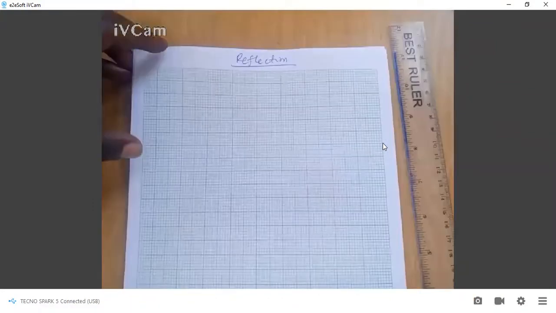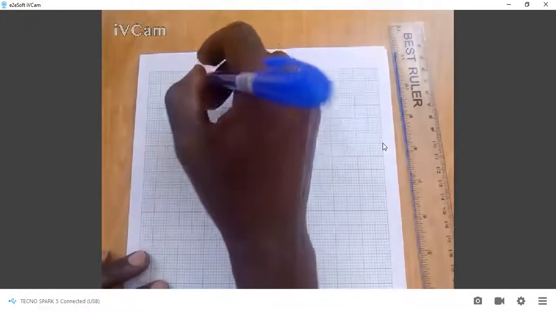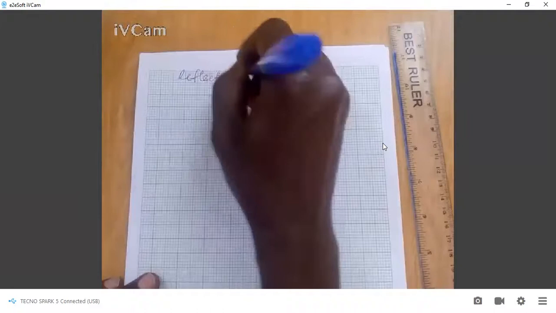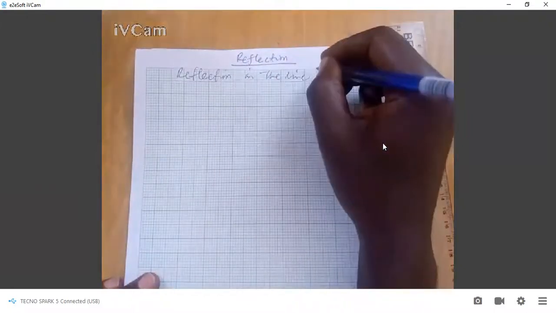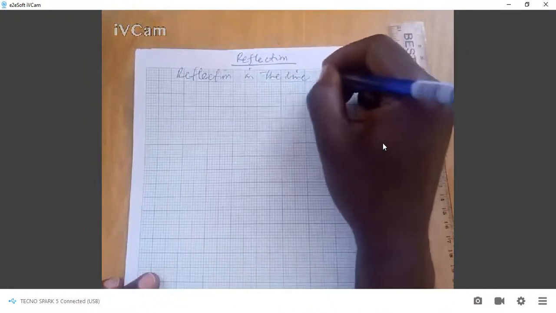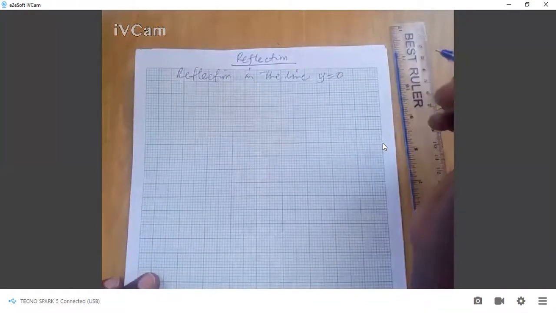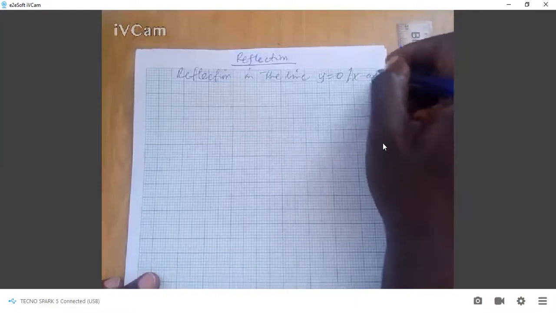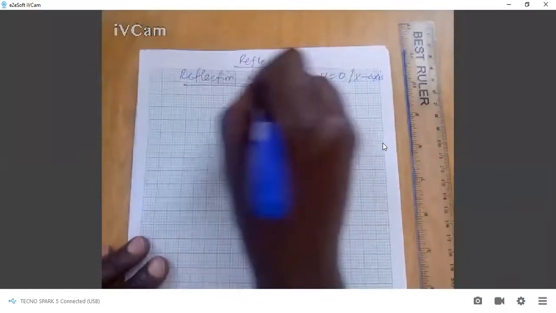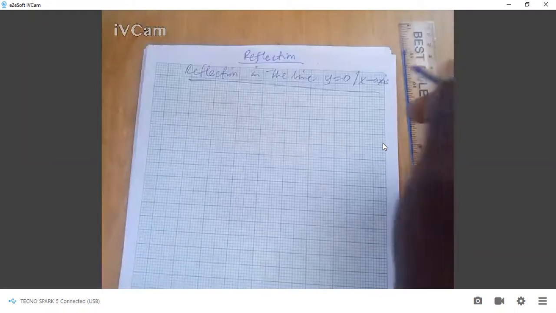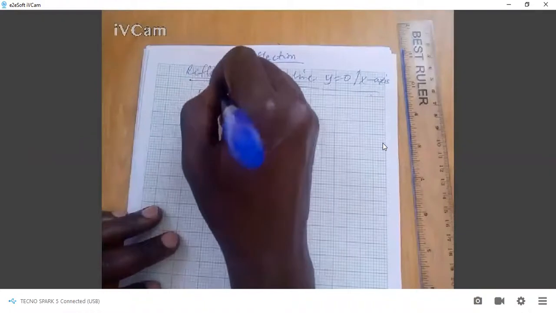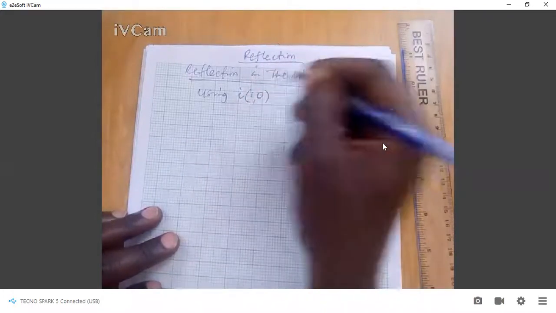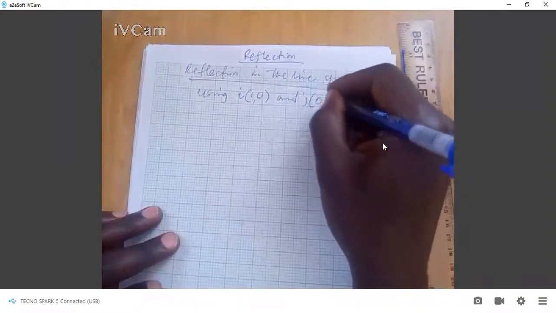So we are now going to look, for instance, at a reflection in the line y = 0, or the x-axis. Okay, that is it. Now, we are going to use i and j. The coordinate of i is (1, 0), and j is (0, 1).